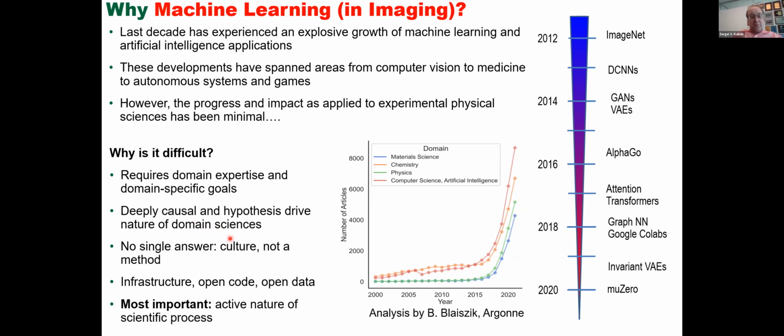There are other reasons. For example, machine learning is not a method, it's a culture based on open code, open data, and infrastructure. And of course, Argonne's Materials Data Facility is a great paradigm for how to do it right. But most importantly, science is an active process. You basically go into the unknown, you try to discover something new and understand what it is. Machine learning, by and large, is a great method to analyze the data, but not to extrapolate, not to formulate hypotheses.